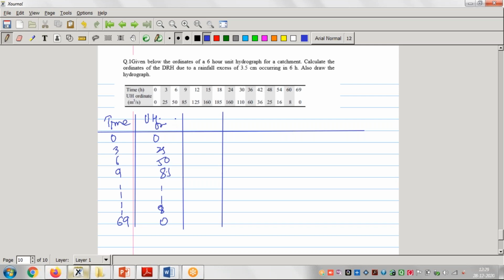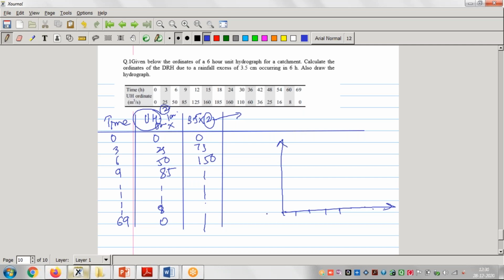Now what you will do, you have the ordinates, and these ordinates are for 1 centimeter. This is column 2. When I multiply column 2 by 3.5 centimeter, you will get 0 here, you will get 75 here, and 3.5 multiplied by 50 gives 175. Likewise, you will get the ordinates. When you draw these ordinates over the x and y axes, this is x and this is y axis.